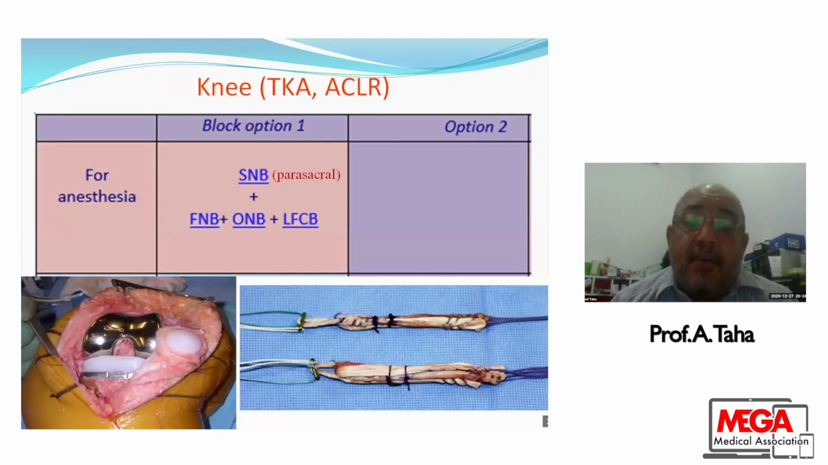So for total knee or ACL under nerve block alone, without supplementation or sedation or GA, I give these blocks: the sciatic nerve, as I said, I prefer the parasacral block, plus the femoral, obturator, and lateral femoral cutaneous.